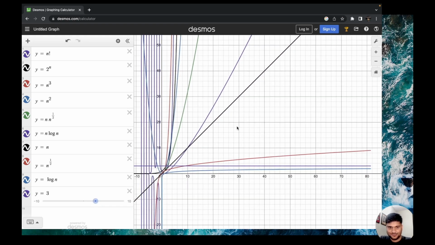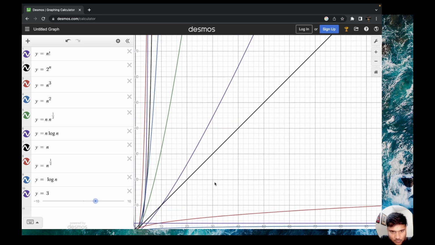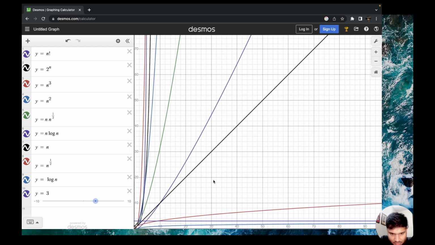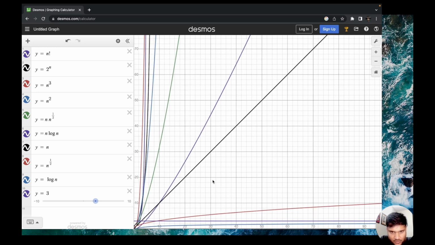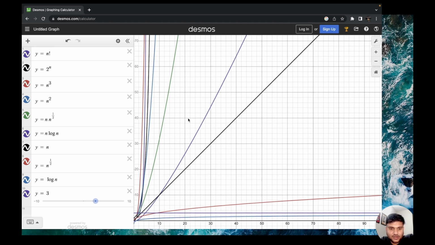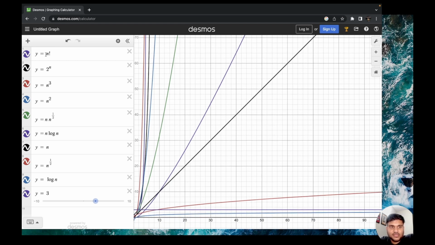I know the overall diagram looks humongous, so let me just show you from the positive part only. So n factorial is technically the worst performing rate of growth. If the rate of growth of the algorithm is n factorial, that's the worst. A bit better than n factorial is 2 raised to power n, but still it is very bad.